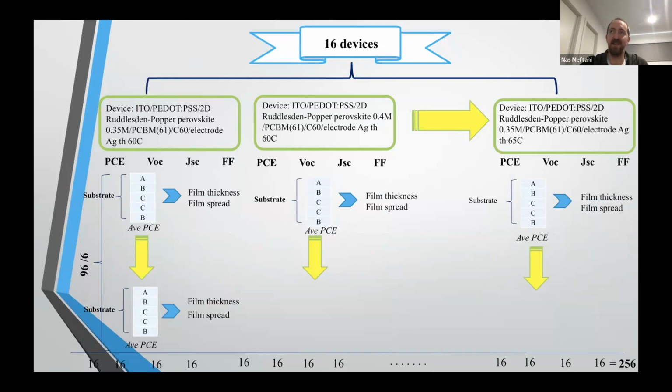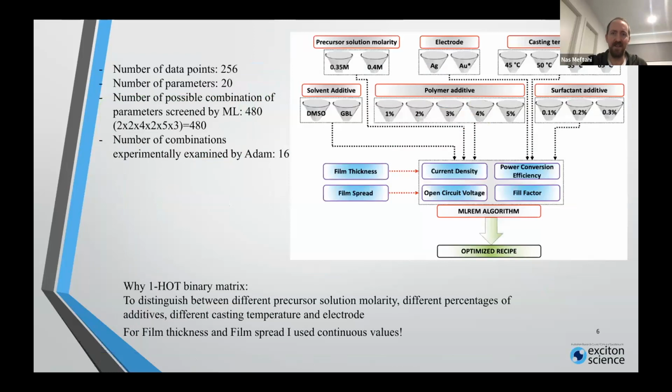Because for each device that Adam made that has a unique film thickness and film spread, he measured each of those 6 times. So we don't have 1,500 data points. Now we have 256, which is still a somewhat small amount, but it's better than 16. And it's enough to attempt a machine learning model. So this is basically what Nas did.